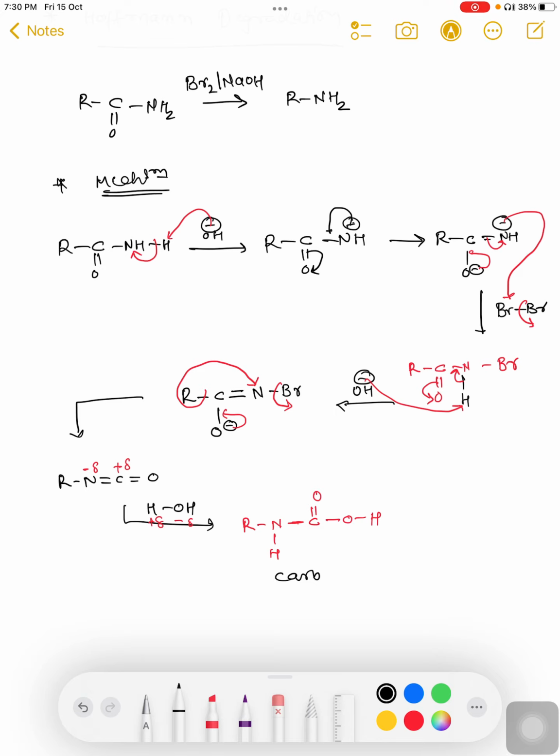this carbamic acid is unstable and it will decompose with the elimination of CO2 to give the final product. Now decomposition will take place in this way. C double bond O, the valency of the carbon atom increases, so the nitrogen atom will have a negative charge, and as the nitrogen atom has a negative charge, it will attract a proton. So here the CO2 will be eliminated and there is a formation of RNH2. So a primary amine is formed here from a primary amide.